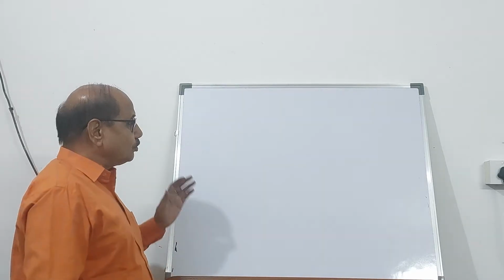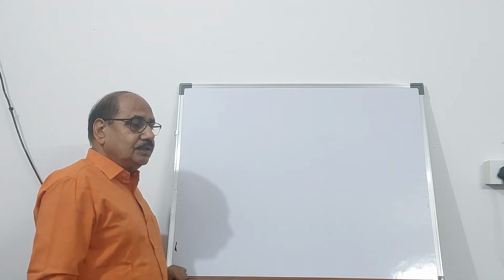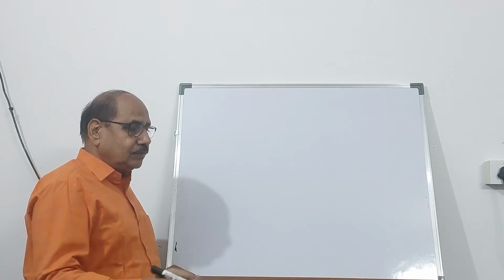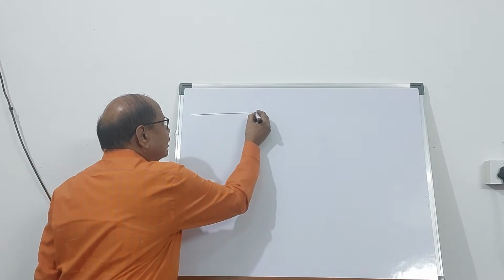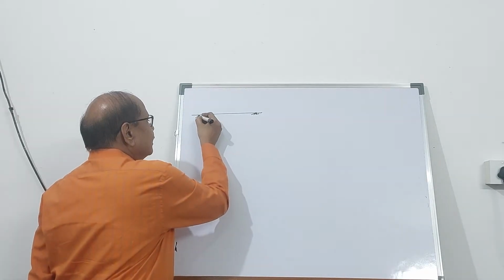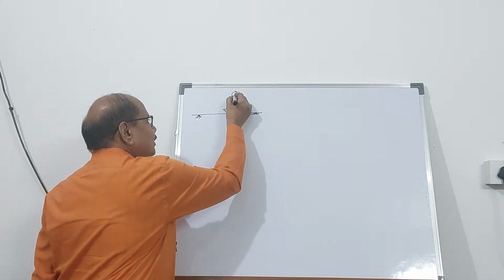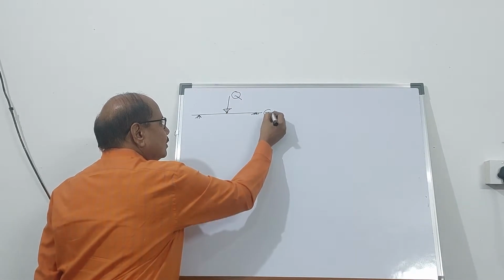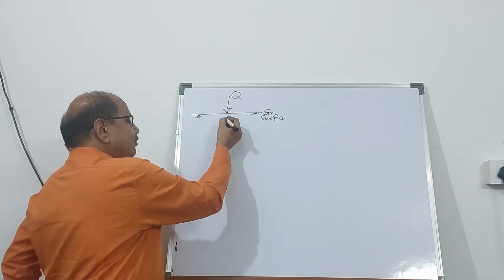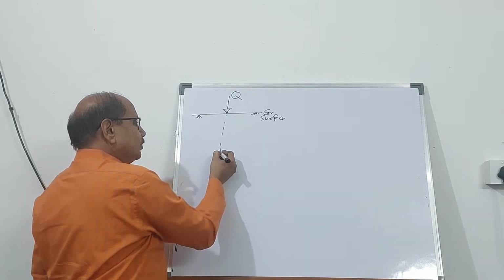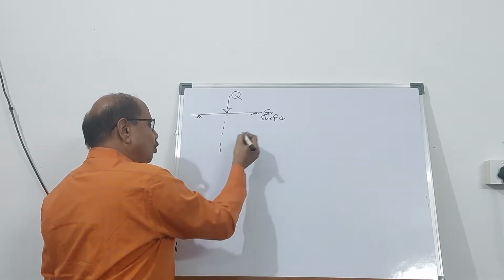Friends, we are going to see today stress distribution due to surface loading in the soil mass. Let's say you have a ground surface and there is a surface load, point load Q, which is acting at the ground surface. We are interested in finding out the magnitude of vertical stress at any point.